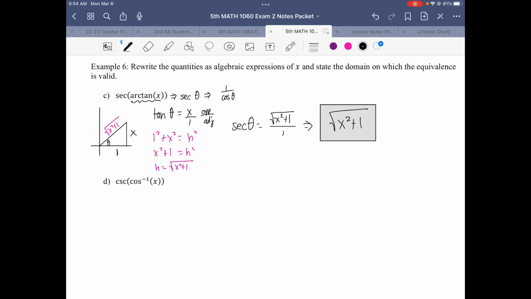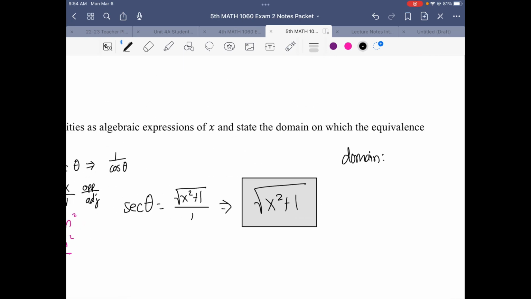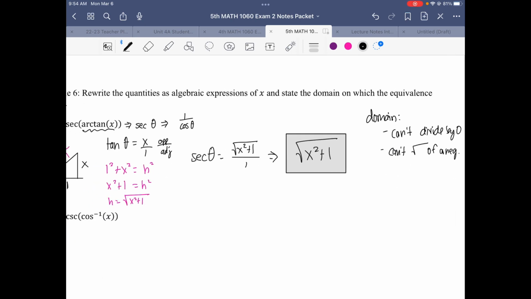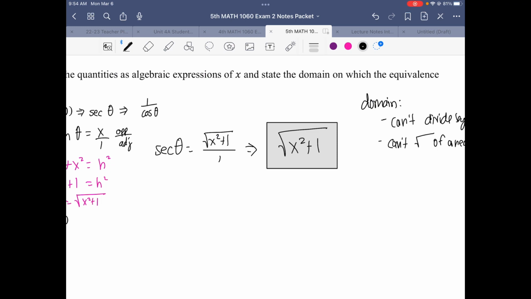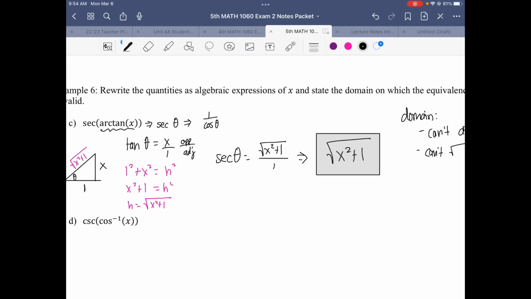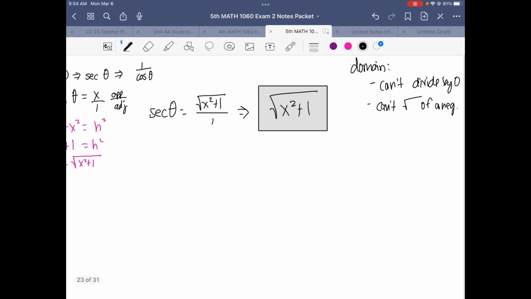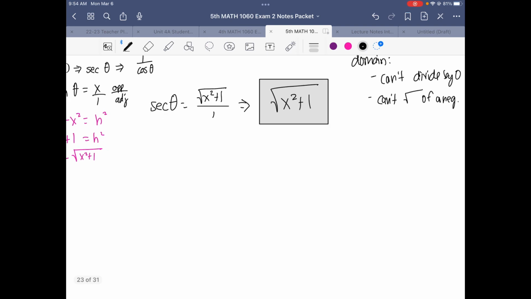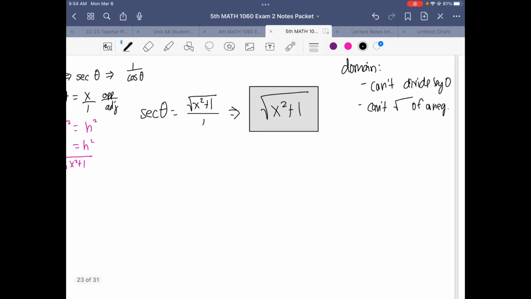Okay, here's the kicker though. We have to talk about domain. What are the 2 things we can't do in domain? We can't divide by 0. And we can't take the square root of a negative. Okay, so whatever we do here, we need to make sure that we don't divide by 0. And ultimately what happens here, since there's no division in this, we can kind of skip that, but you can't take the square root of a negative.